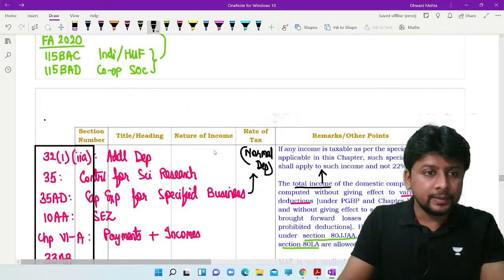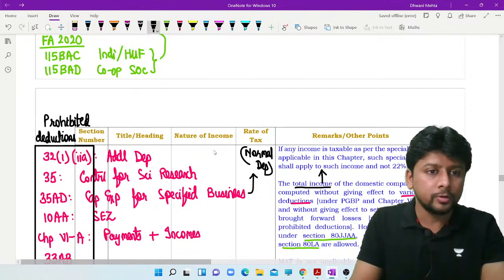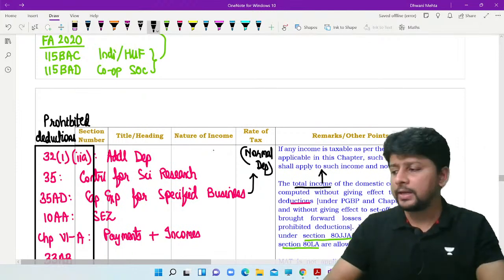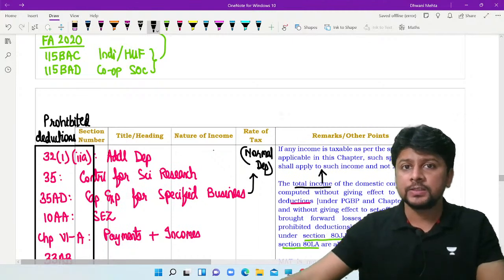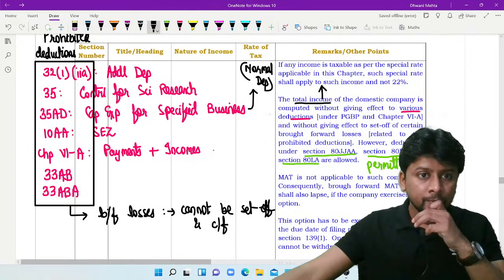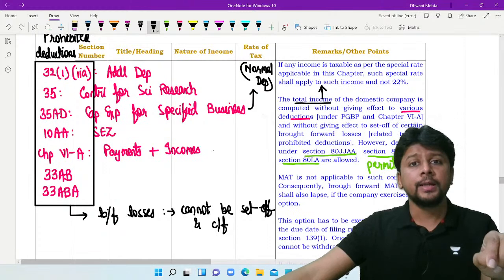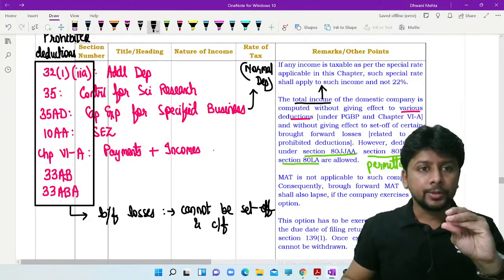So, this is a list of prohibited deductions. Of course, there are a few other deductions also which are prohibited. I'm just giving you a sample list which are very easy to recollect, very easy to remember. So, if you are paying tax as per this concessional section, your total income will be computed on the higher side. You cannot set off brought forward unabsorbed depreciation to the extent it contains additional depreciation.